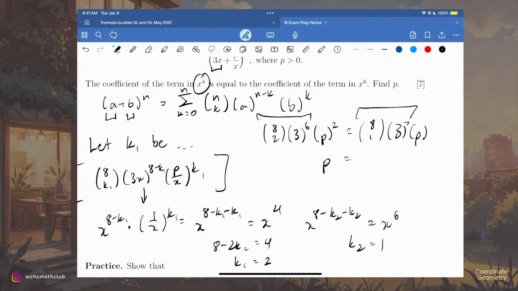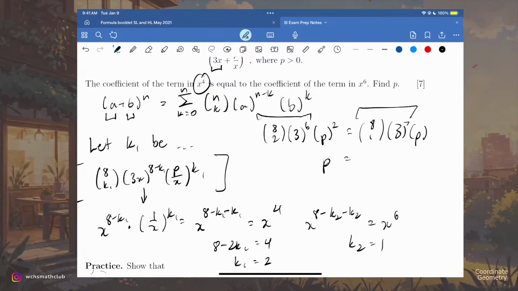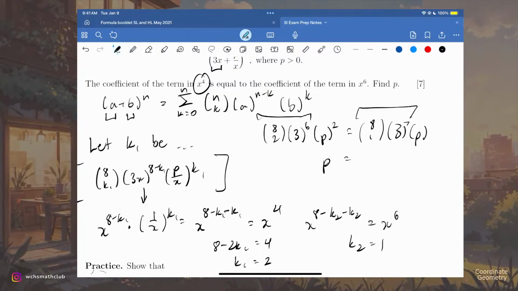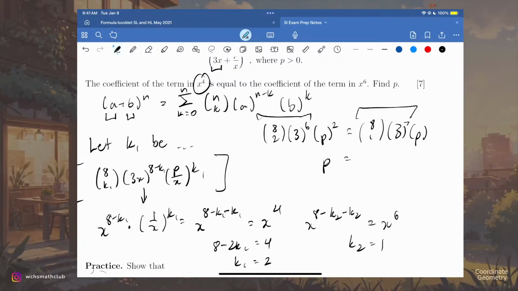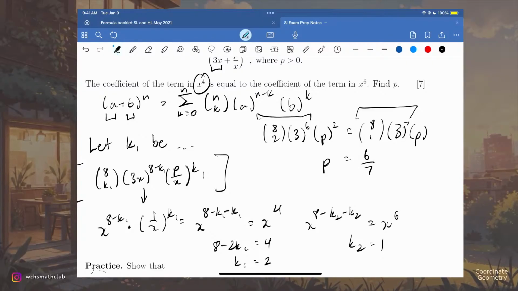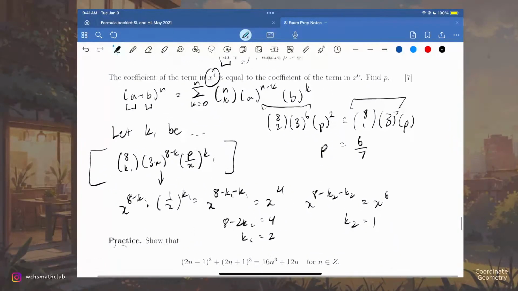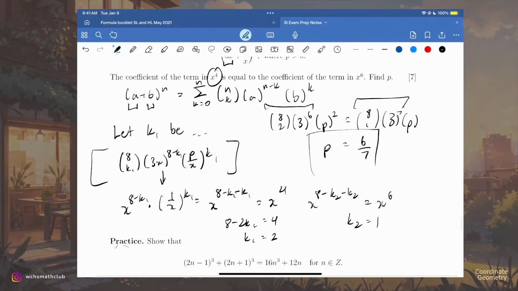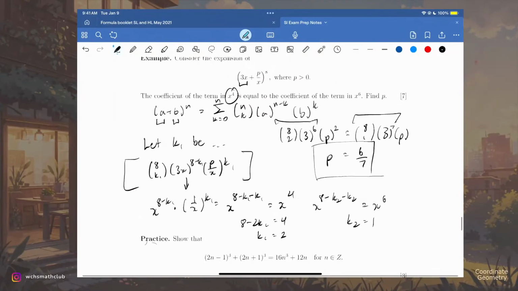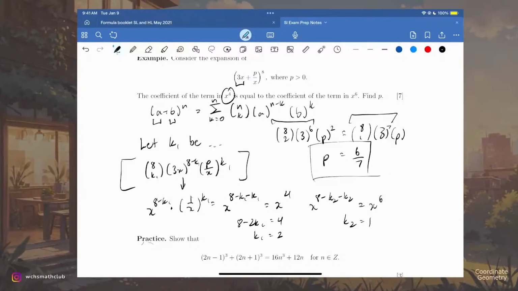So fortunately, 8 times 3 to the 7 divided by, and then 8 choose 2 is going to be 28 times 3 to the 6, and I think we get the value of 6/7. Hopefully that's correct. So we're going to box our answer, and this is going to be the solution to the problem. So I'm just going to really quickly recap that.